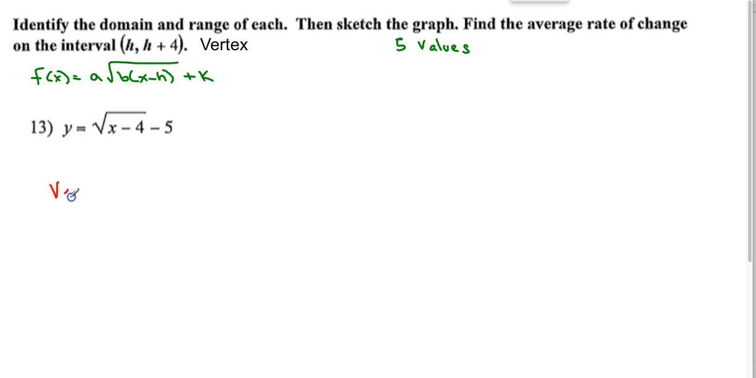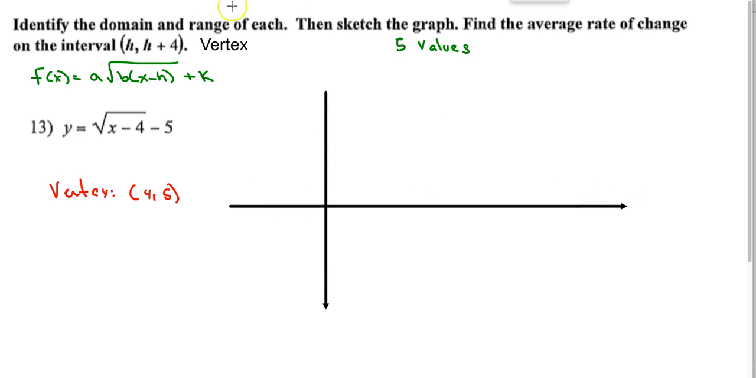And there's not as much in this one. So vertex 4, -5. It says domain and range. Let's sketch the graph before we find the domain and range. If you have graph paper, great. 4, -5, yeah. That's what I said. So we got 1, 2, 3, 4. 1, 2, 3, 4, 5. So 4, -5 is here.